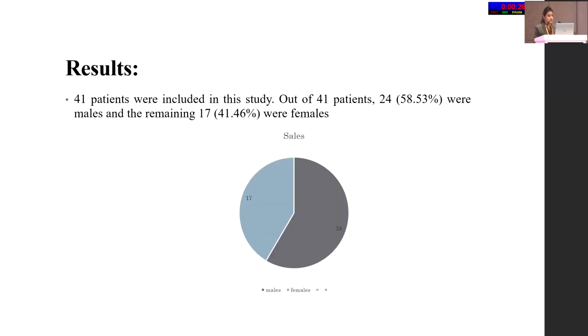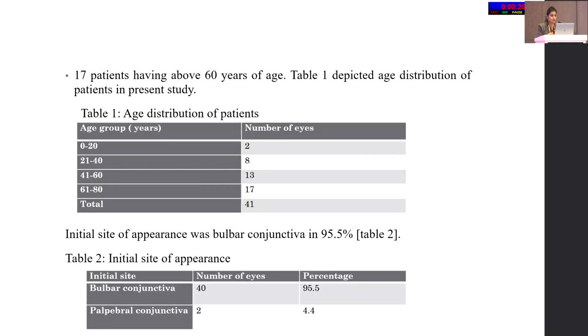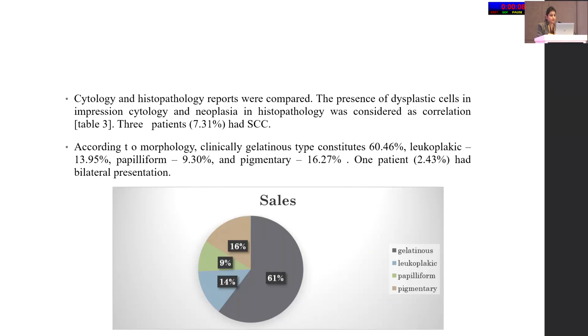Present study results: 41 patients were included in the study. Out of 41 patients, 24 were males and the remaining were females. 17 patients were found to be above 60 years of age, as depicted in the table. The initial site of appearance was the bulbar conjunctiva in 95.5% of the patients.